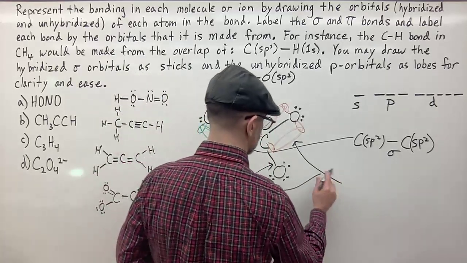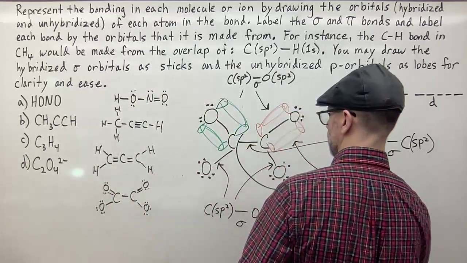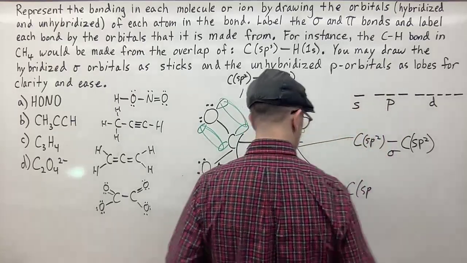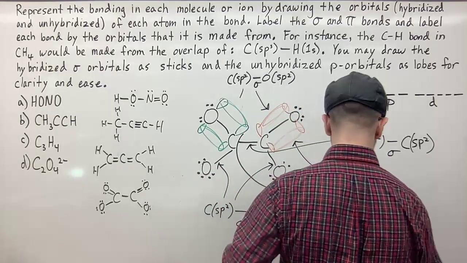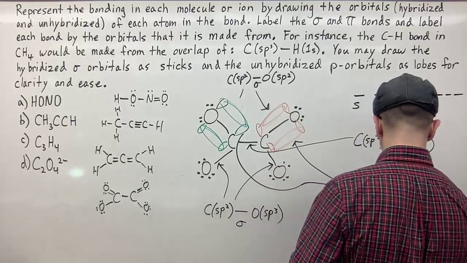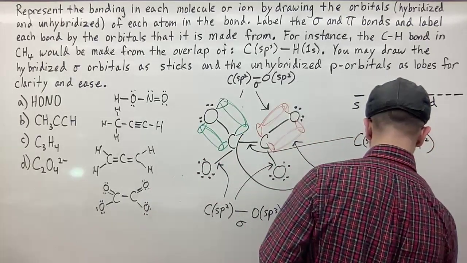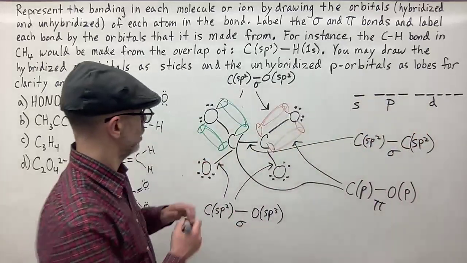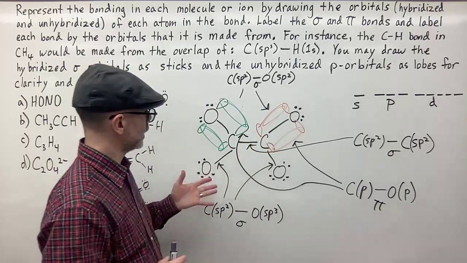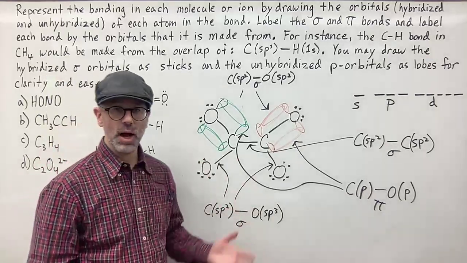And so again, for this one here and for this one here, if I can draw this, these are going to be my carbon, not sp, sorry. It's going to be my unhybridized p orbital overlapping with the oxygen with an unhybridized p orbital. And so those are going to be my pi bonds. So both of those are my pi bonds, like so. And so that is how you would label your molecules.